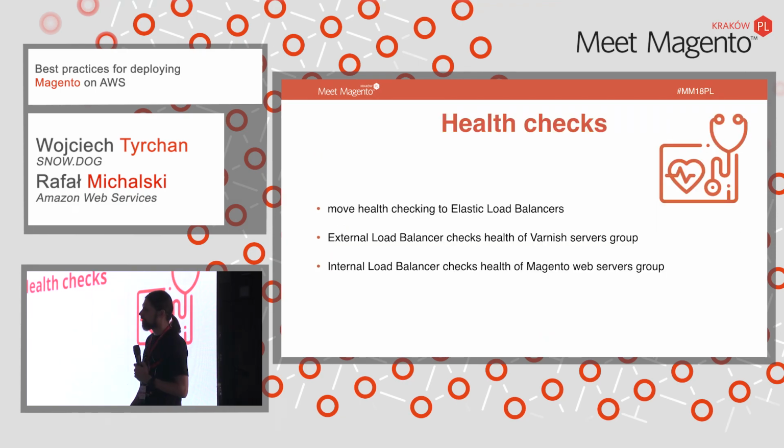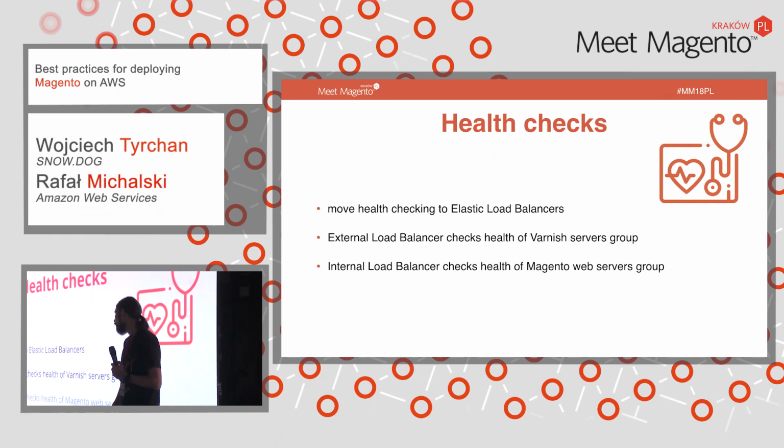Next, the health checks. This is pretty important, but actually we should delegate it to the load balancers as they have such a feature. Of course, the external load balancer checks the health of our Varnish servers group. The internal load balancer checks the health of the Magento web servers group. There are more details to that, but we don't have time for this now. So just scratching the surface.